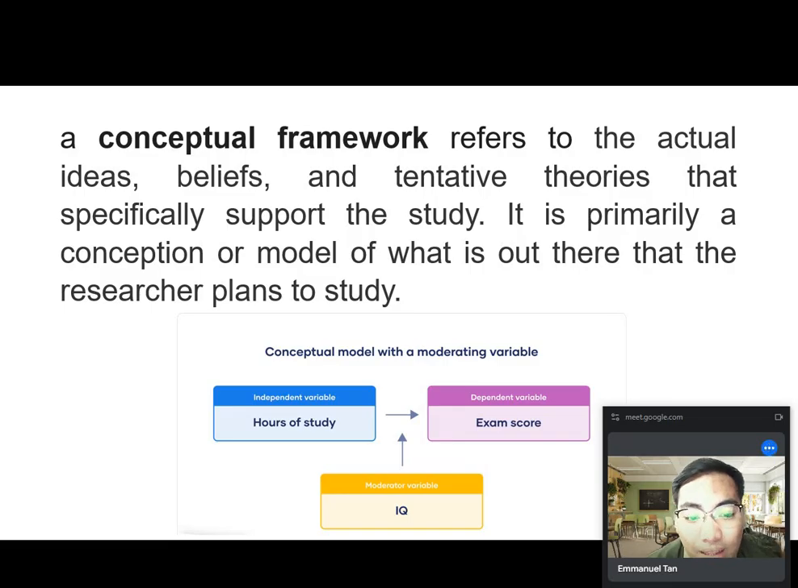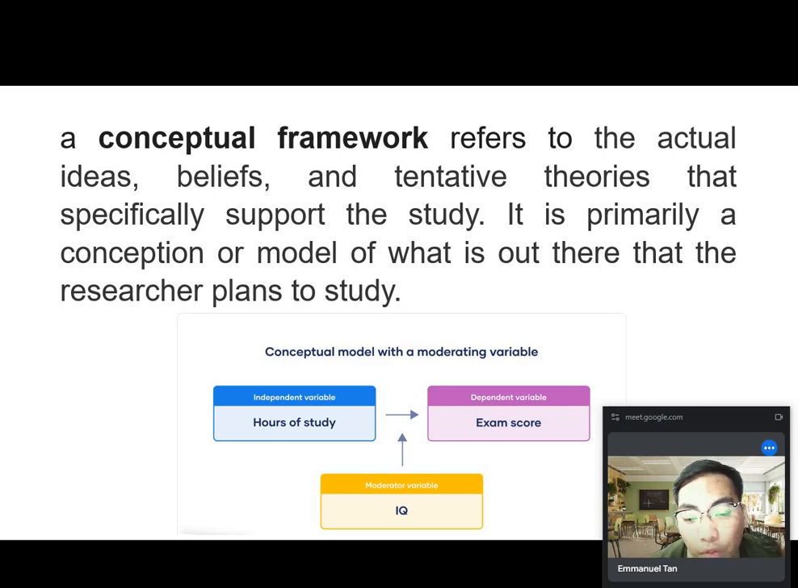On the other hand, the dependent variable is the exam score. Technically, it is the presumed effect from the independent variable, which is the hours of study. Now you can see the rectangular box below, which is the moderator variable. Later we'll define that specific variable. The moderator variable, however, is the intelligence quotient.